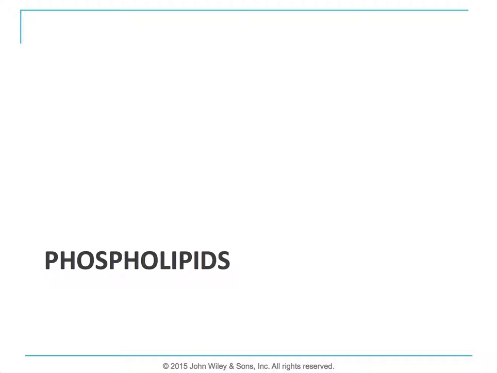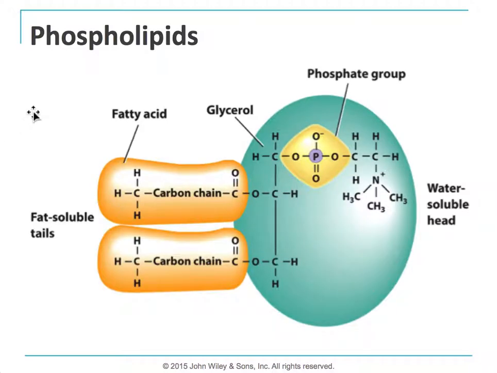All right, so we talked about triglycerides. 2 left, phospholipids and sterols. So next up, phospholipids. This is what a phospholipid molecule looks like. You might notice it looks a little different than a triglyceride. We still have fatty acids, but here we only have 2. And we still have this glycerol backbone, but you'll notice this bulge here.